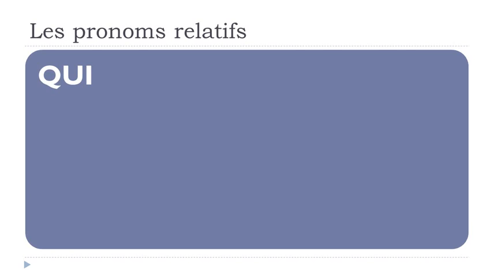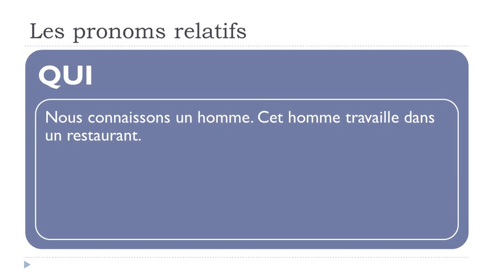Okay, so qui. So if we take this example, the first sentence, nous connaissons un homme. Okay, connaître is to know. Nous connaissons un homme. And then we've got the second sentence. Cet homme travaille dans un restaurant. Okay, so it's totally possible to have these two sentences like that.